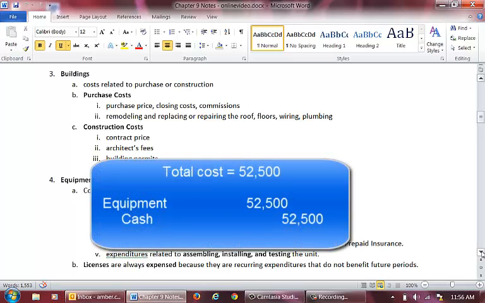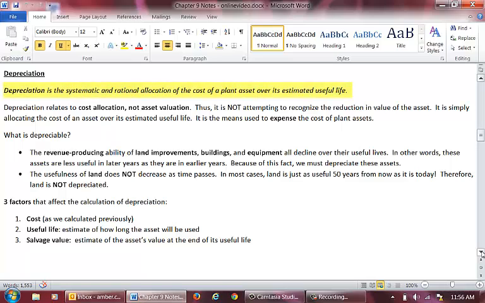Once a plant asset's cost is determined, this amount is classed to the applicable asset account. For example, if the total cost of equipment purchase is calculated to be $52,500, the asset account equipment will be debited for $52,500. Now let's talk about depreciation.